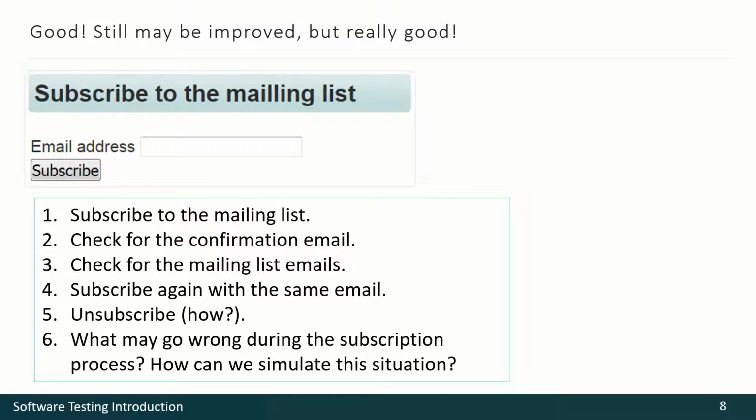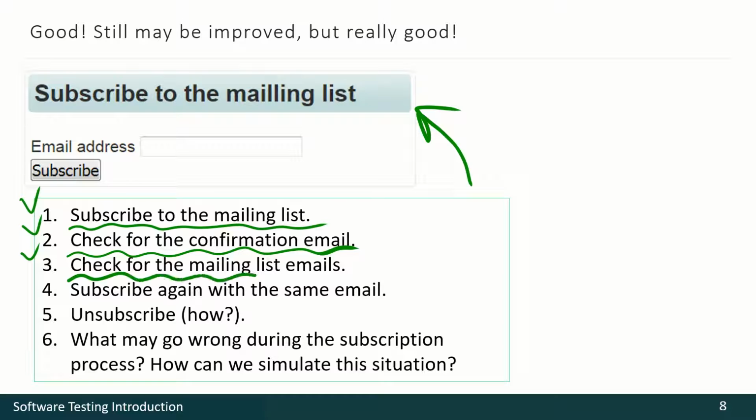And if that's bad, what's good? Here's an example. The same web form. But here we see a good approach. We are trying to subscribe to the mailing list. We are checking for the confirmation email. We are checking for the mailing list emails. We are trying to subscribe again with the same email. What's the behavior here? We don't know yet. Maybe it shall not allow such an action.